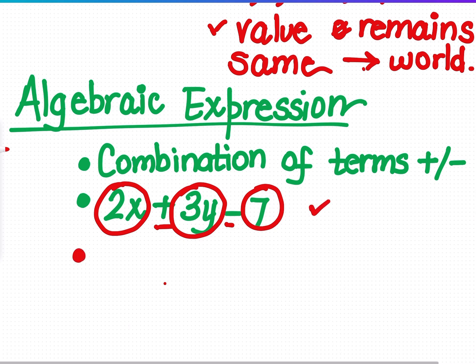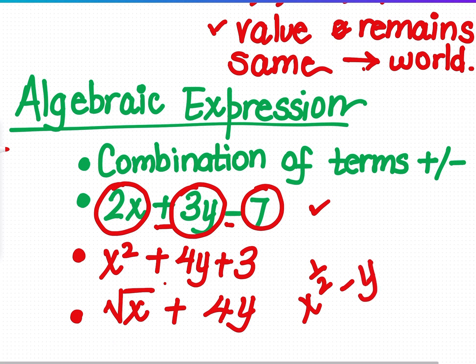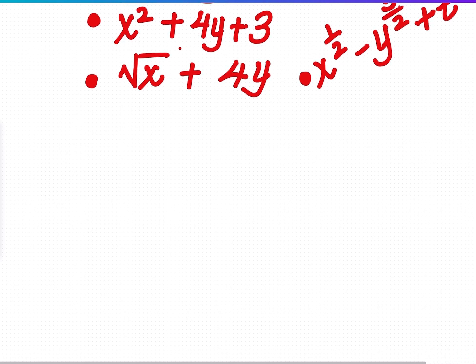All right, let us take a look at more examples. It can be x squared plus 4y plus 3, which is another algebraic expression. Another one can be square root of x plus 4y, which is another algebraic expression. Let's take a look at another one also, to give you another type of example where you have a rational expression in the variable's exponent. So that's another algebraic expression. So these were some examples of the algebraic expressions that you will be seeing as you do questions on polynomials.